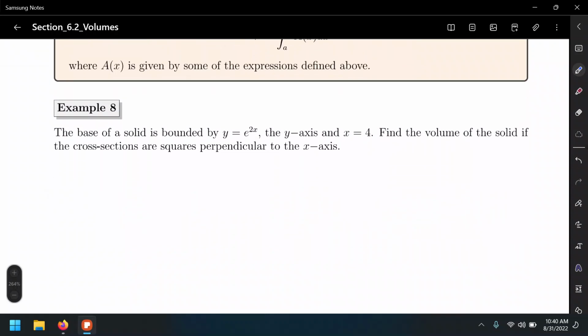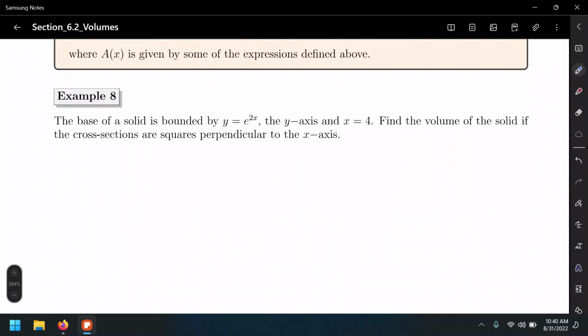The base of a solid is bounded by y equals e to the x, the y-axis, and x equals 4. So let's graph.